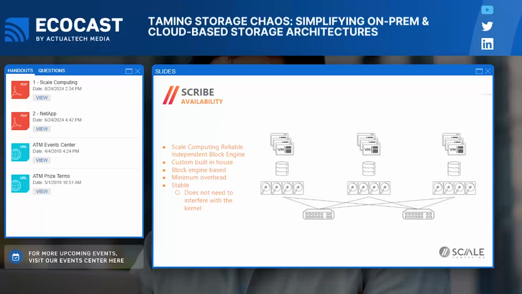This is a block-based engine. And like I said, very minimal overhead, extremely stable, and it also bypasses the entire normal storage stack that you would find within an operating system and speaks directly to drives.